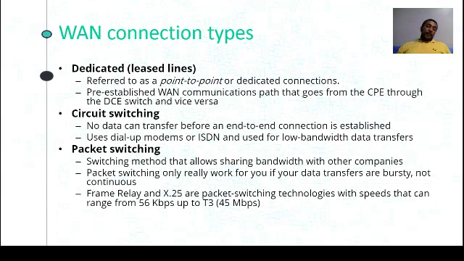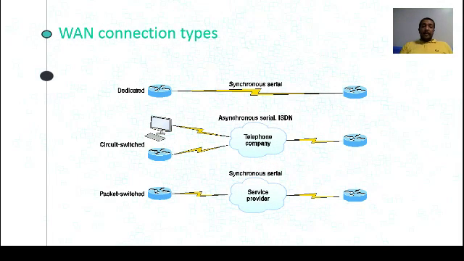Okay. So, we already talked about our WAN connection types: dedicated or leased line. We have the circuit switch. We also have the packet switch. Now, i-demonstrate ko lang sa inyo kung ano yung itsura niya. Okay? So, what we have here is a dedicated leased line. Okay? So, basically, para lang siyang isang linya.